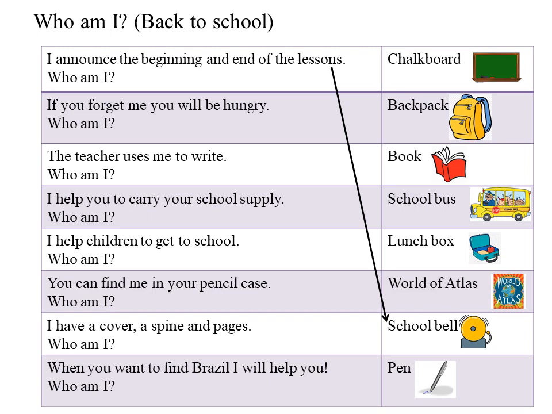Now, let's take a look at the pictures. The first picture is a chalkboard. Second is a backpack. Next is a book. Then a school bus. After that, a lunchbox. You can see a world atlas next. Then a school bell, and at last you can see a pen. Can you read, think wisely and match them? Okay then, let's start.